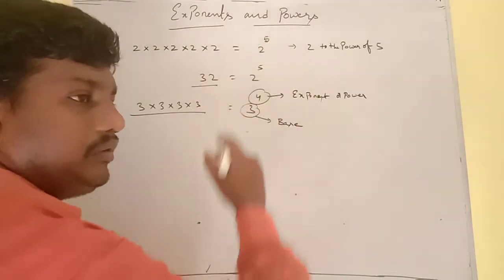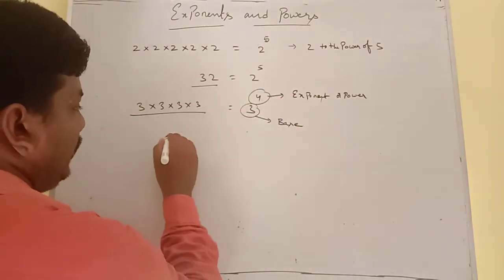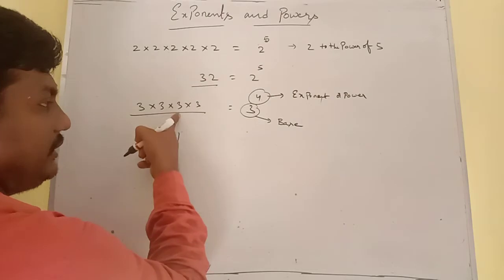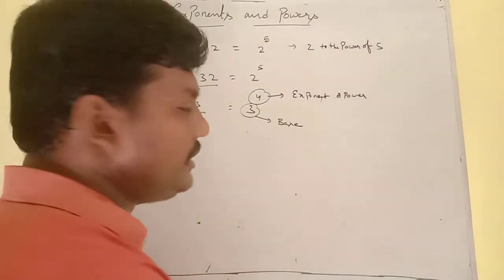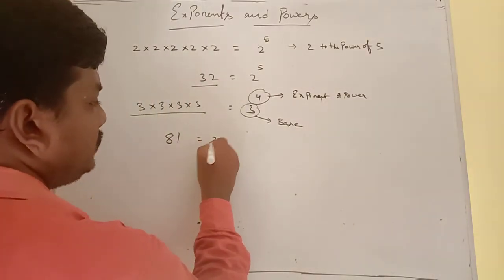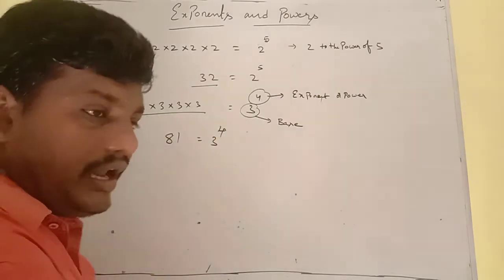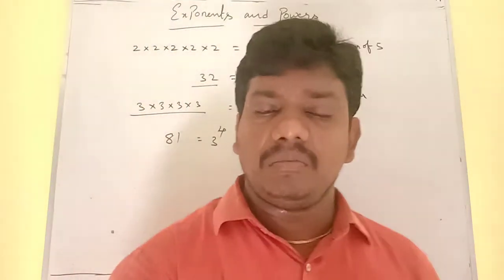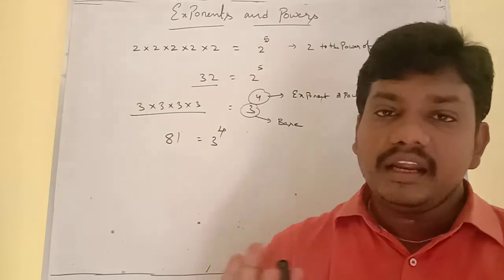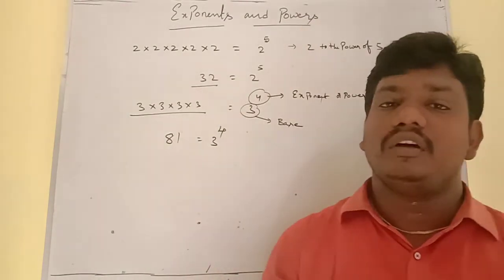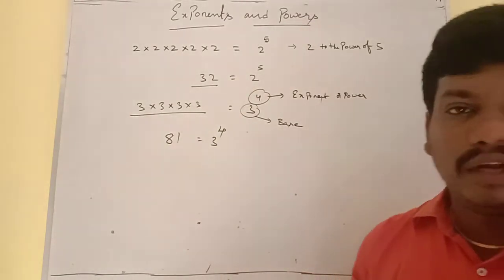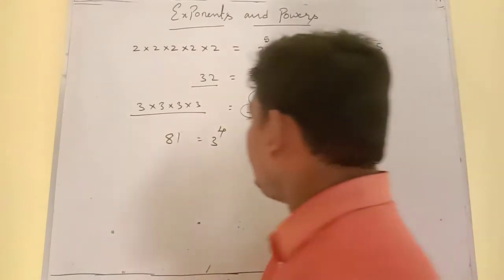So 3 power 4, 3 to the power of 4, or 3 raised to the power of 4, has the value 81. 3 3s are 9, 9 3s are 27, 27 3s are 81. This 81 can be written as 3 to the power of 4. If any number can be represented in the form of its powers, then it is known as exponential form.